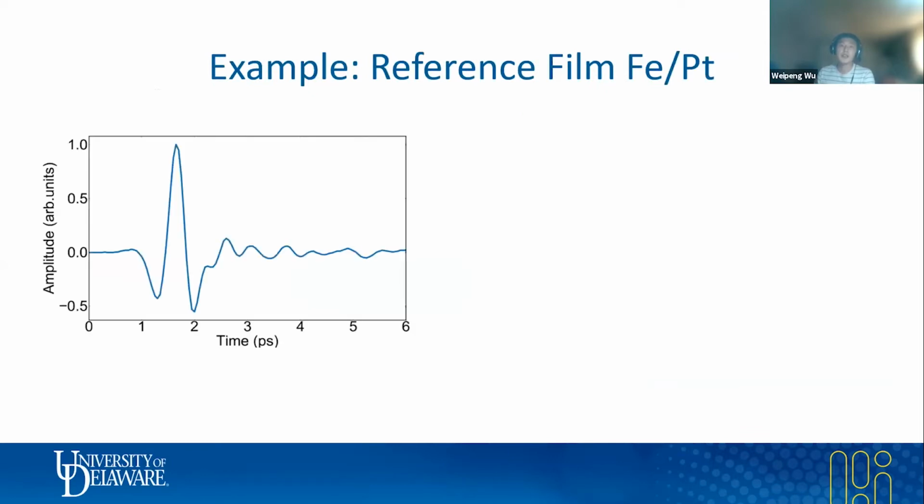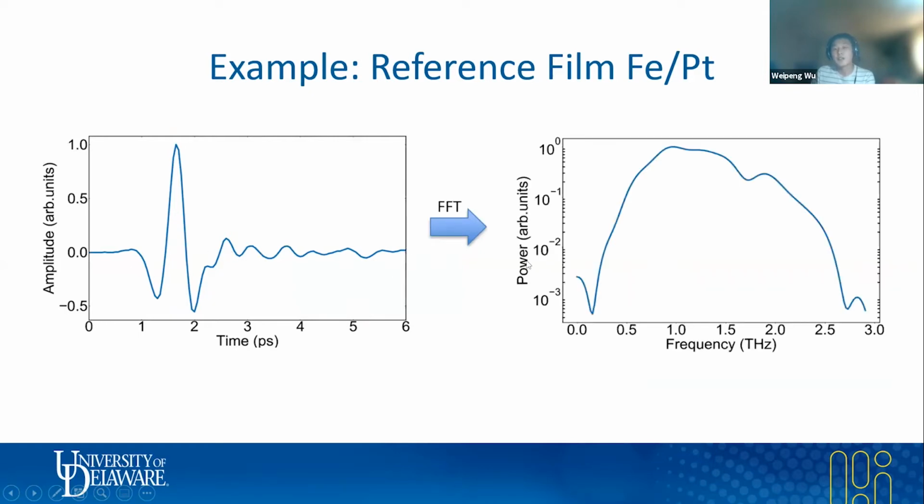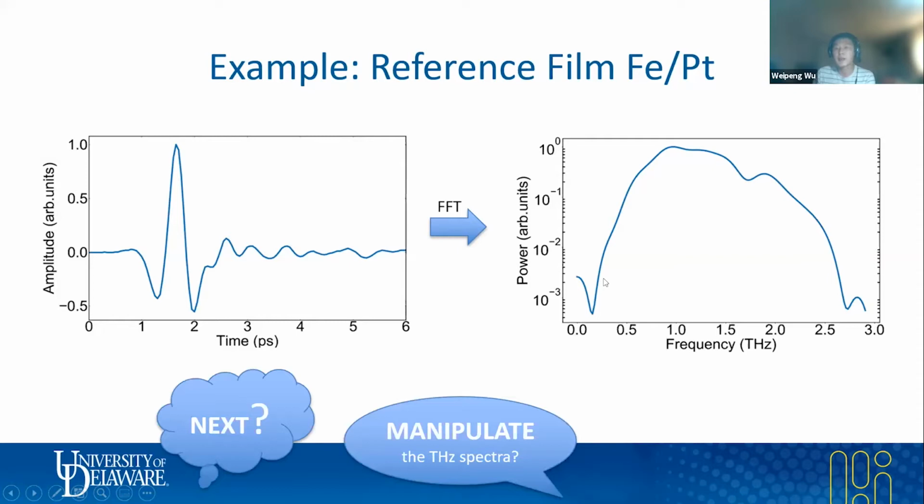So here I'm showing a time trace of terahertz signal measured using time domain terahertz spectroscopy. This is a signal from a reference iron platinum bilayer. And if we do fast Fourier transform to this time trace, we can get the terahertz spectrum in frequency domain. So we demonstrate that we can create and measure terahertz signal from this layer. But what about next? Maybe we want to manipulate the terahertz spectrum and try to expand the functionalities of terahertz radiation. But the question is how?